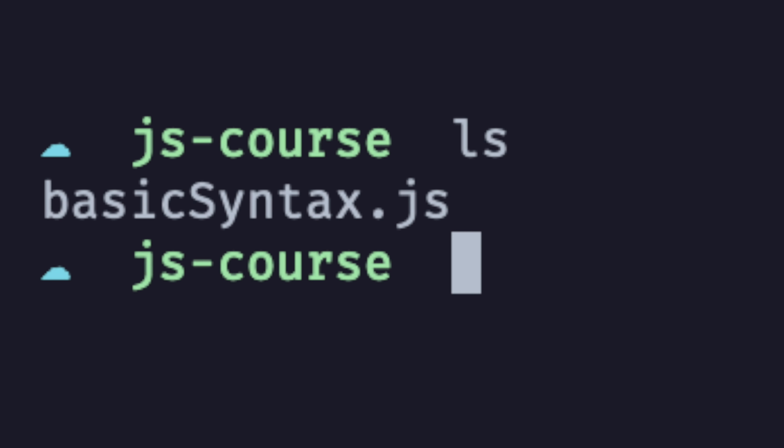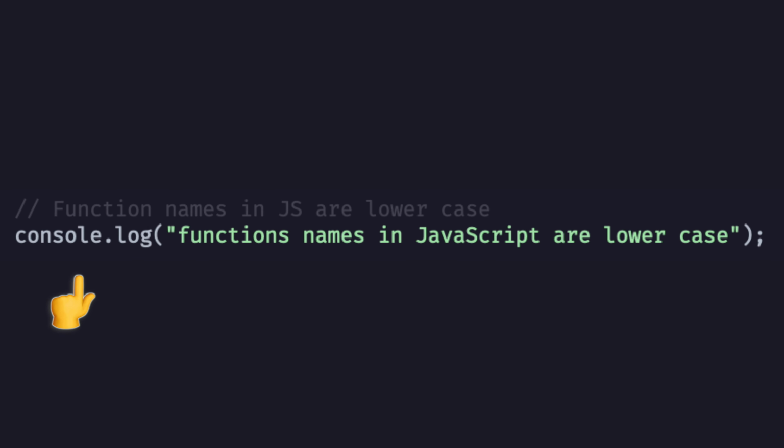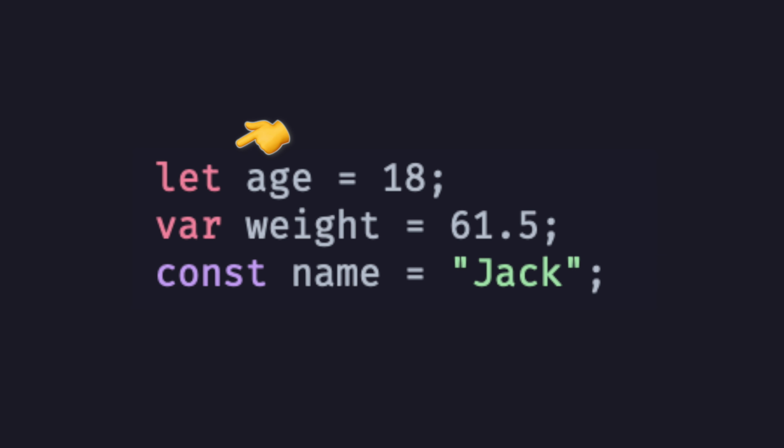First, let's open your favorite code editor and create a file with the extension .js. In JavaScript, function names, for example console.log, are case sensitive: it is not Console with a capital C or console.Log with a capital L. There are three keywords to define variables in JavaScript: let, var, and const. If you want to know the difference between them, let me know in the comments section.